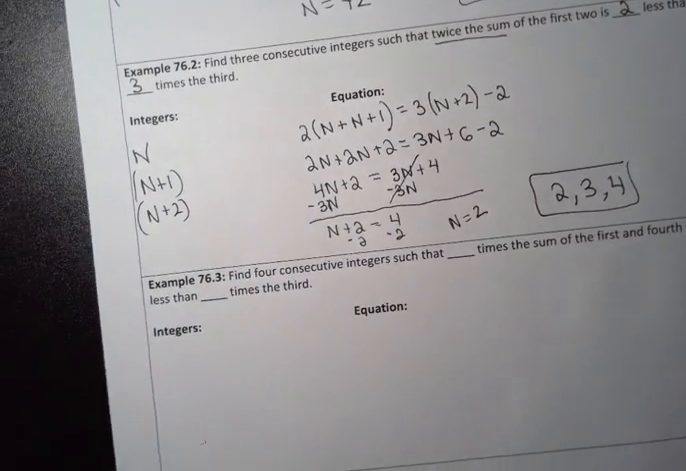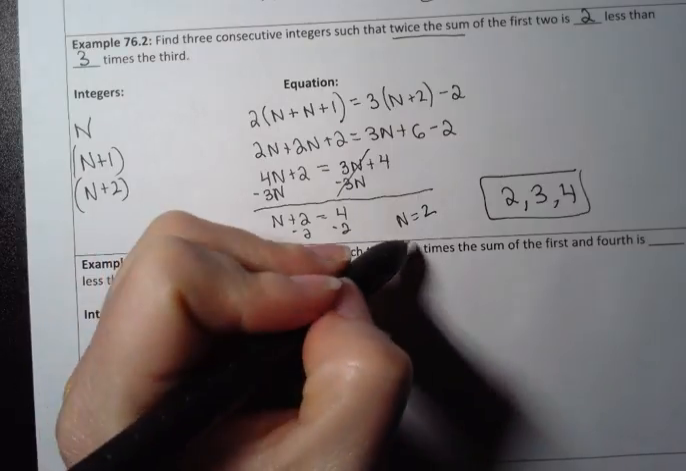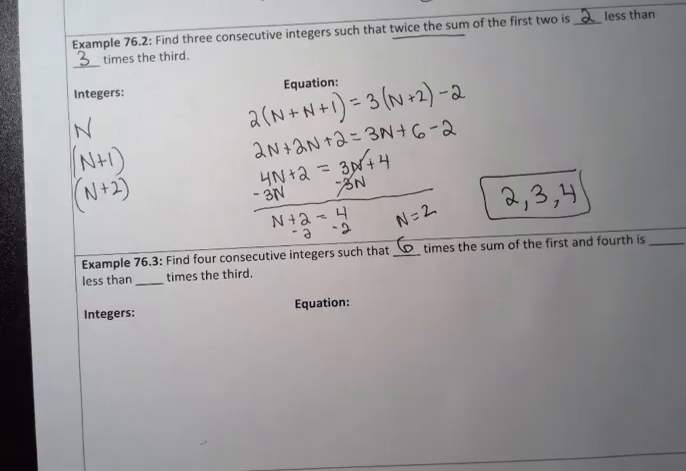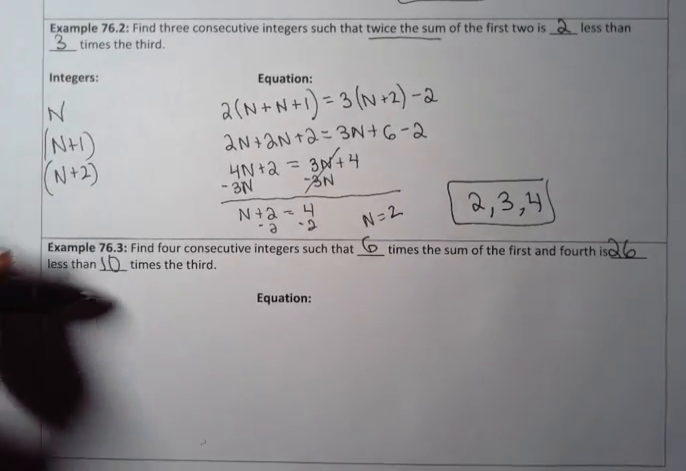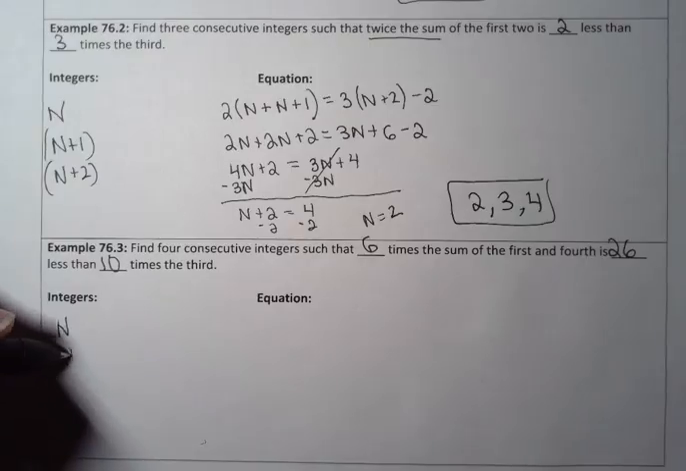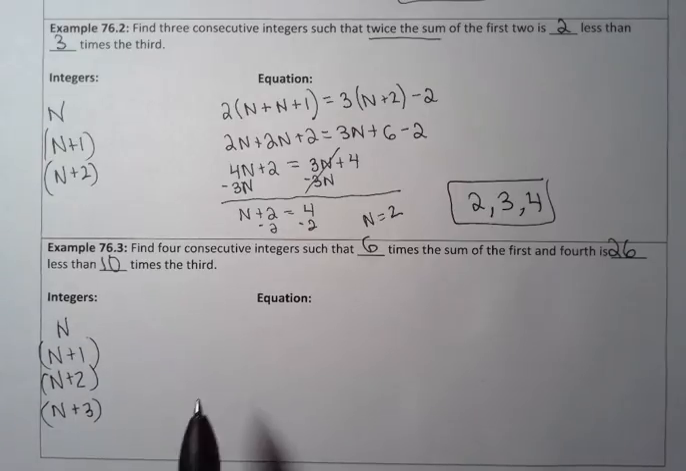So this time, we are asked to find 4 consecutive integers such that 6 times the sum of the first and fourth is 26 less than 10 times the third. So we have the 6, 26, and 10. All right, so the integers, this time we have 4 of them. So we have n, n plus 1, n plus 2, and n plus 3 as our 4 consecutive integers. So the equation, we just have to set it up. So go ahead and try to set it up on your own, please.